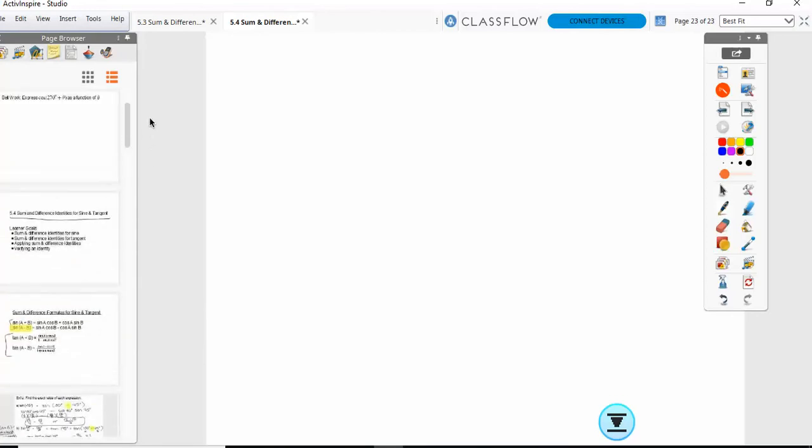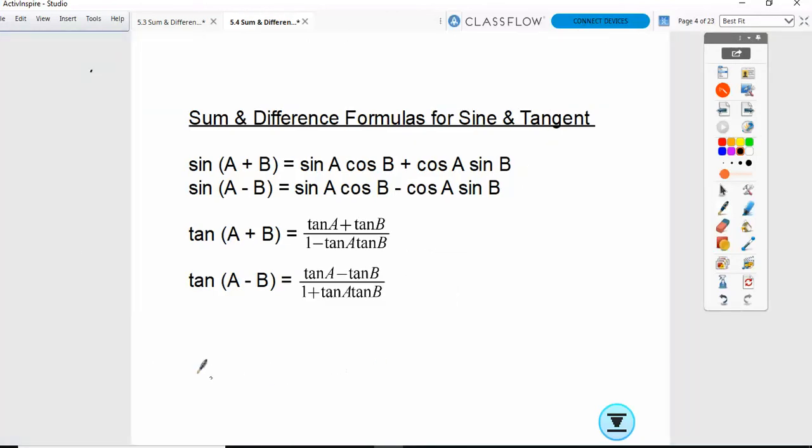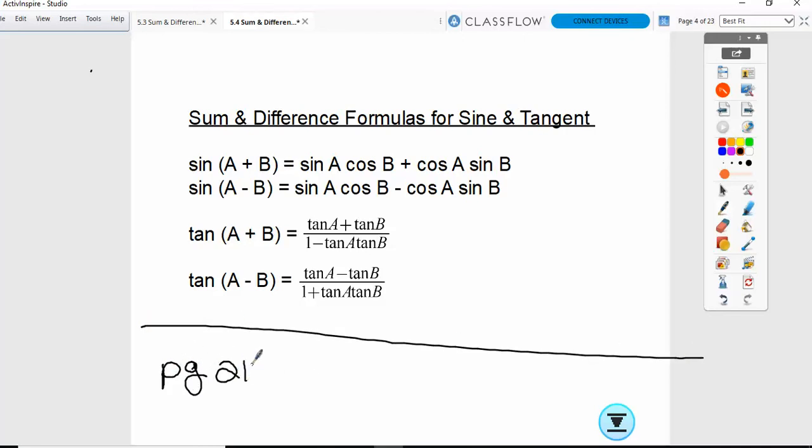the formulas. For sine and tangent. And those are the only ones we're going to get, because if we had cotangent, cosecant, or secant, we can just do reciprocals. So these are the final ones. And then I'll put the homework for 5.3 up here.